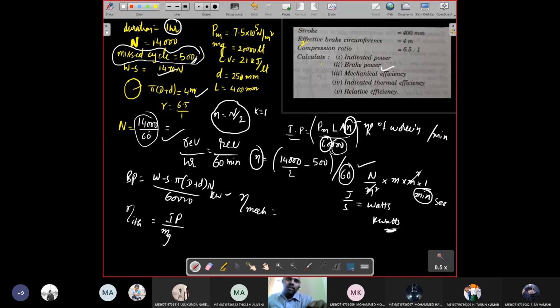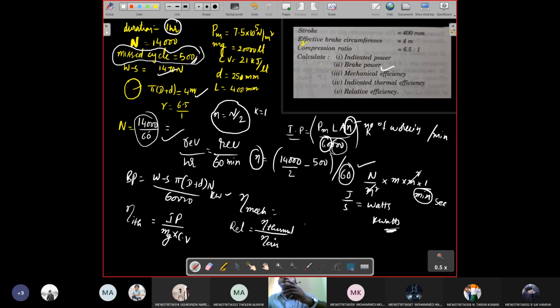Mass of fuel is nothing but mass of gas into its calorific value. Right now, here per liter will be cancelled. So that is the indicated thermal efficiency. Then relative efficiency. What is relative efficiency? Relative efficiency is equal to actual efficiency by air standard efficiency. Indicated thermal efficiency divided by air standard efficiency.